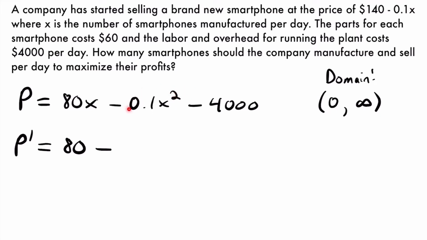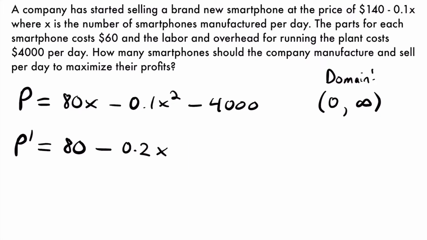So 2 times 0.1 will be 0.2, and then if we subtract 1 from the exponent, 2 minus 1 is 1, so we'll have x to the first power. And then if we take the derivative of negative 4,000, the derivative of any constant like negative 4,000 is just going to be 0. So we could write plus 0, but we don't really need to write that in our equation.